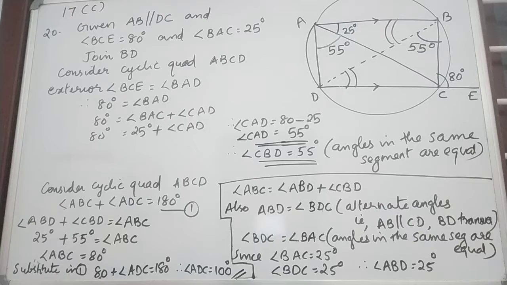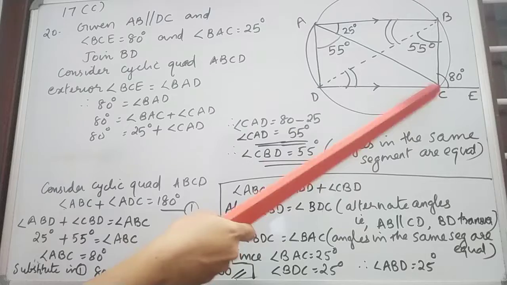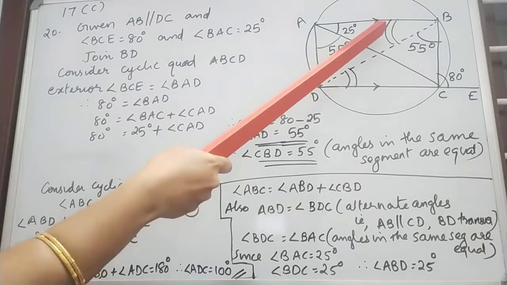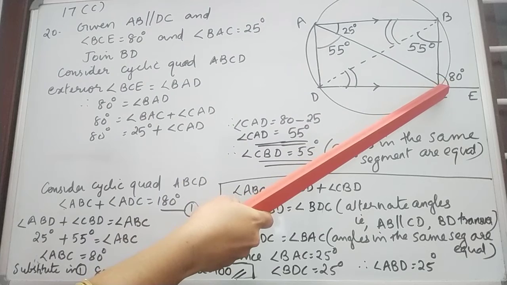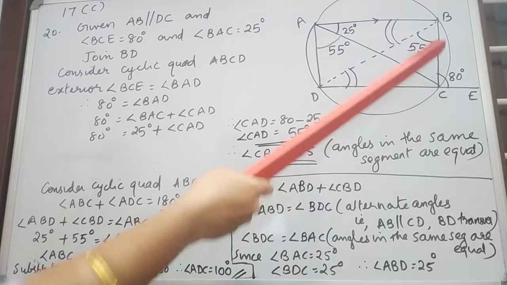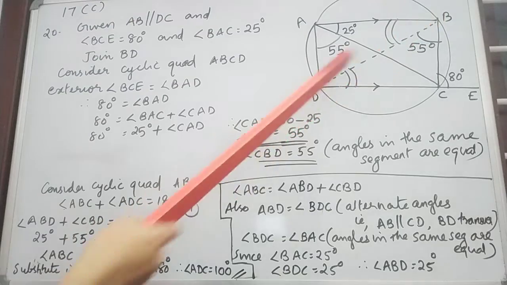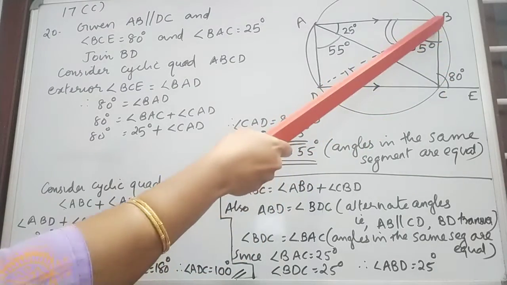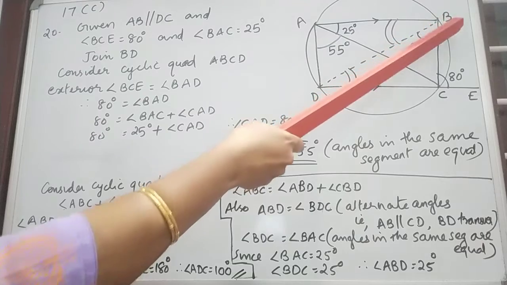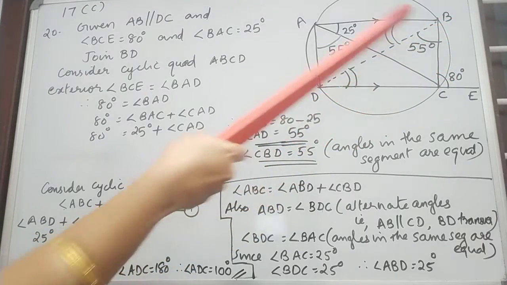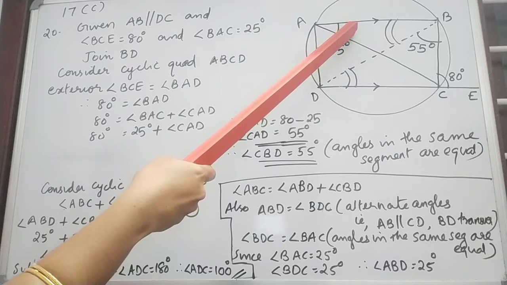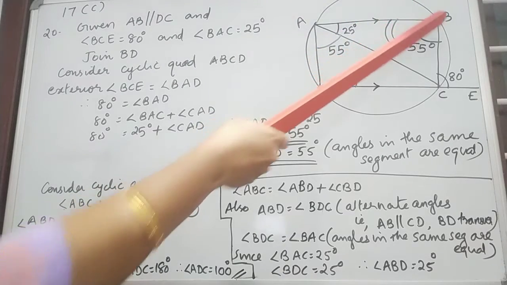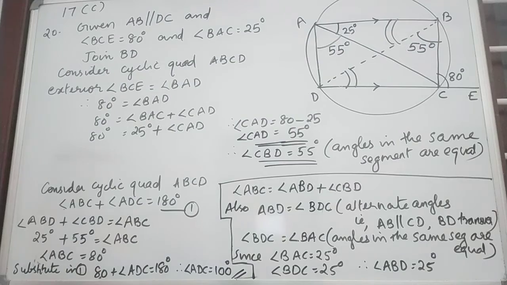BDC we need, and ABD also we don't know. But for finding BDC, we know which angle? BAC. BDC lies in the segment BC. BAC also lies in the segment BC. So we know BAC is equal to 25 degrees, so we can directly say that BDC also is 25 degrees.